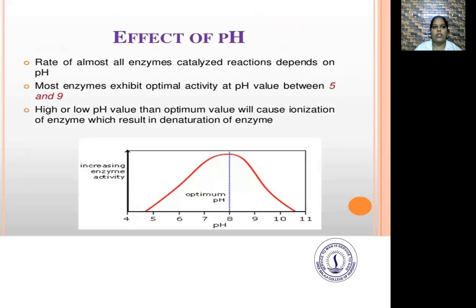Effect of pH. The rate of almost all enzyme-catalyzed reactions depends on the pH. Most enzymes exhibit optimal activity at pH values between 5 and 9. A higher or lower pH value than the optimum will cause ionization of the enzyme, which results in denaturation of the enzyme.